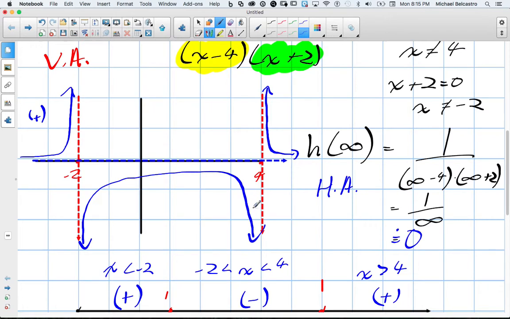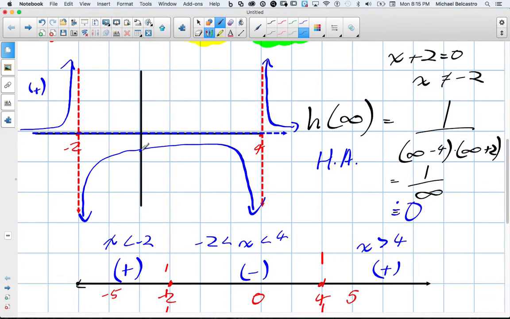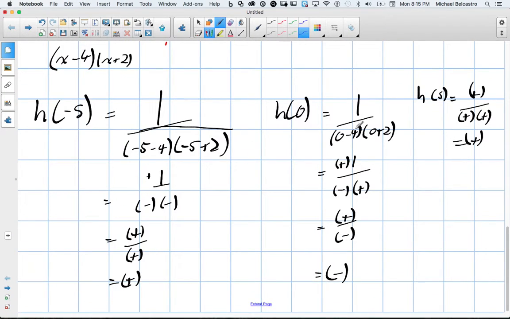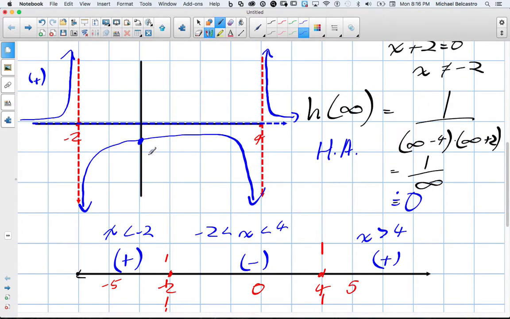The reason 0 was kind of important is because it tells us the y-intercept, so we can get an actual coordinate. So if we actually went about solving this, that would have been 1 over -4 times positive 2, 1 over -8. So -1/8. So at 0, we have a coordinate of 0 and -1/8. That's a coordinate there.